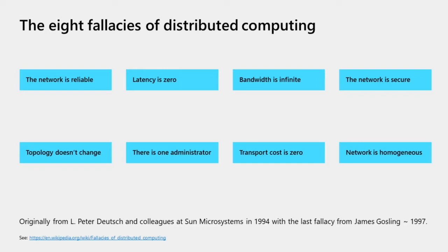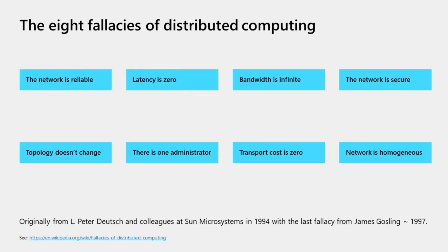It just takes longer. No matter what you do, it takes longer to make a network call than it does a function call. Number four, the network is secure, right? Making a function call, you can usually trust that, it's a lot more likely to be secure. But a network call, you have to take those extra steps around the security of the network and how you communicate, especially considering models like zero trust.